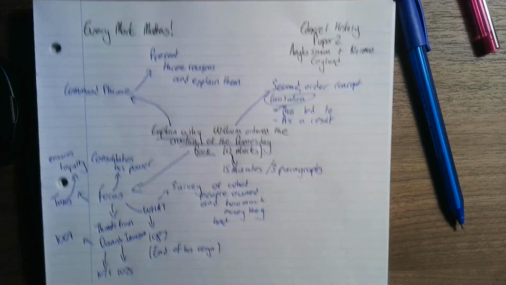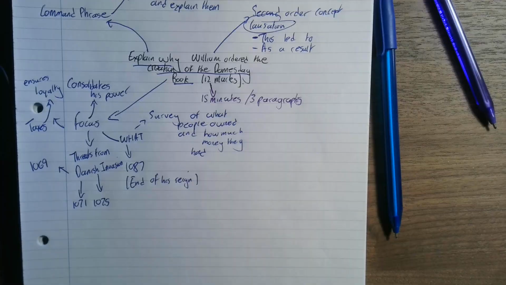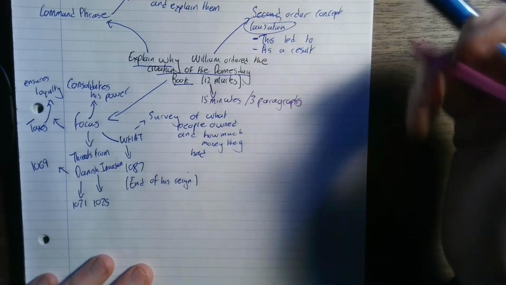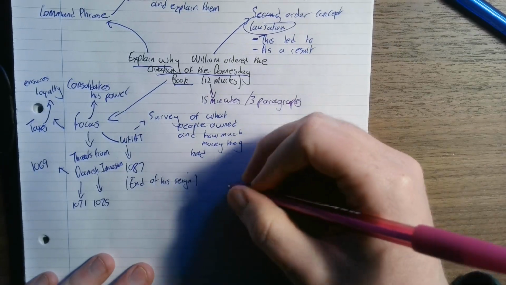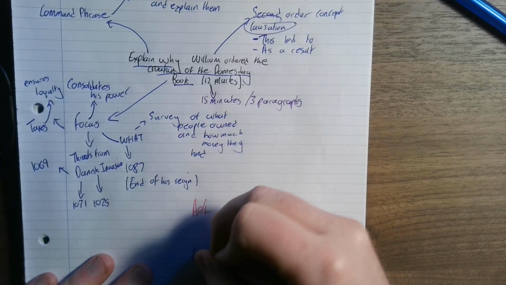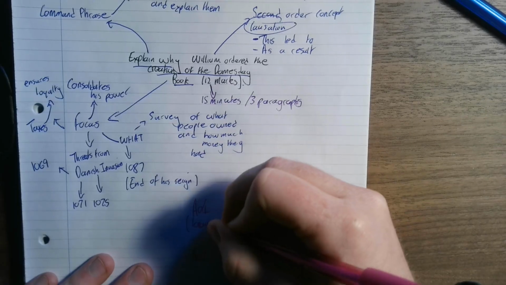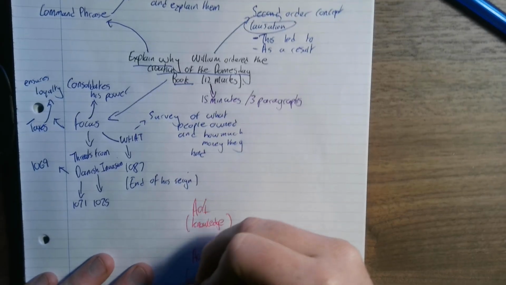Let me talk you through the mark scheme just before we go on. With this particular question, I've not got a green pen, so I'm going to do this in pink. This particular question is marked in AO1 and AO2. That is knowledge. AO2 is explanation.